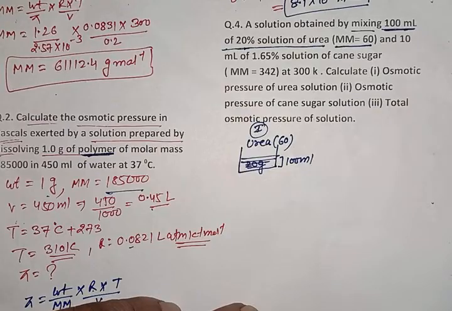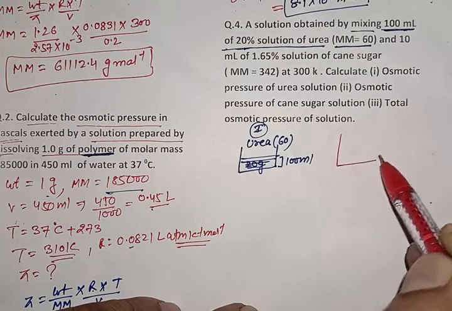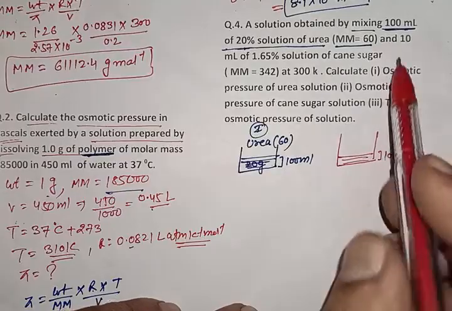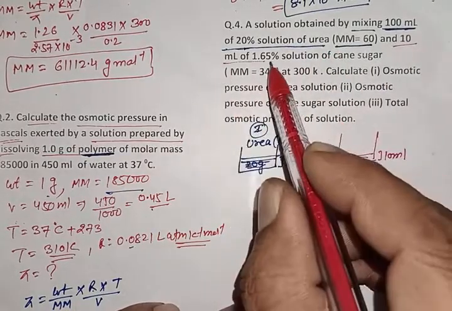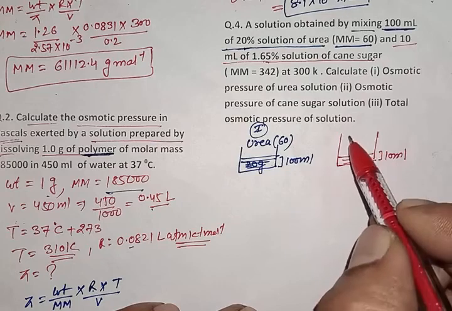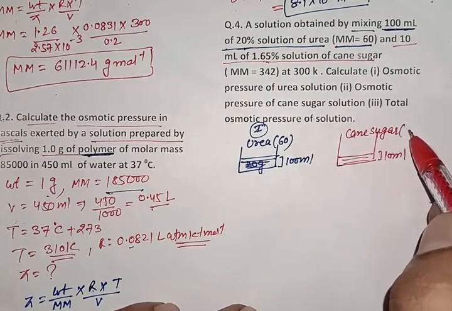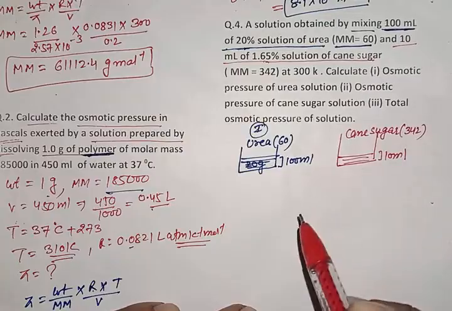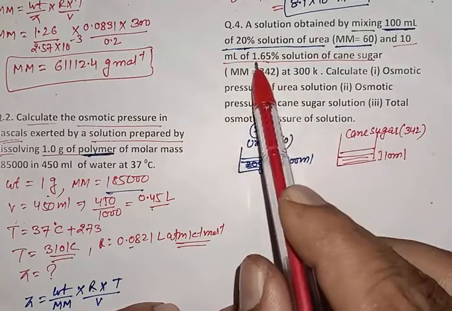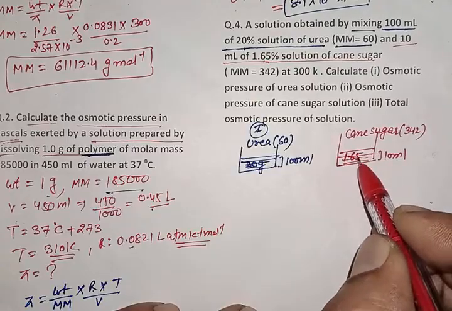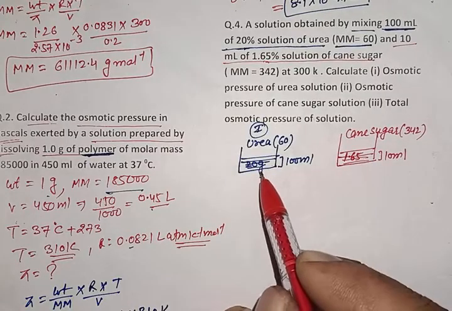This solution is 20%. 20% means 20 gram of urea is present in the 100 ml. And the other solution is 10 ml, the total volume of the solution is 10 ml, of 1.65% cane sugar. This solution is of cane sugar, and we know that the molecular mass of cane sugar is 342 gram per mole. And the solution is 1.65%. It means 1.65 gram of cane sugar is present in this solution.